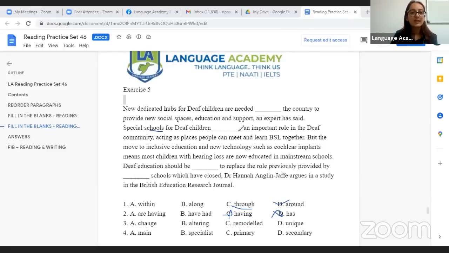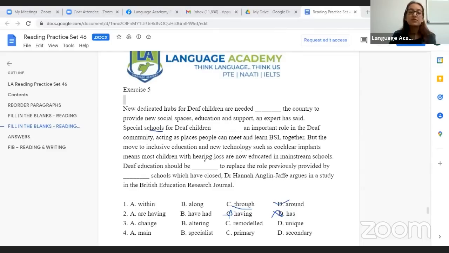Without are or is or will, we cannot use the ing form. So having is not possible. Some of you have written A and most of you have written B. No, most of you have written A. Some of you have written B. And very well done, those who have written B.